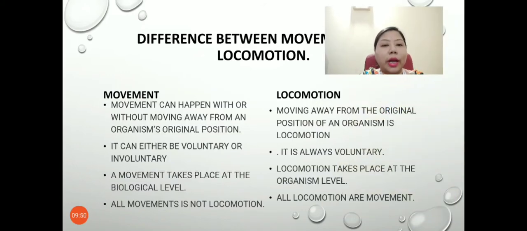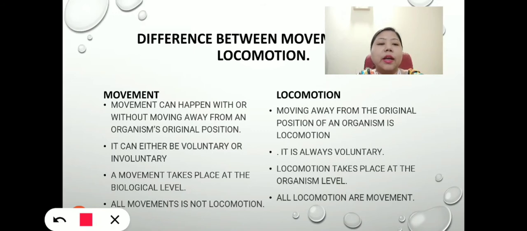So now let us look at the difference between movement and locomotion. The major difference is that movement can happen with or without moving away from an organism's original position. We can move our fingers, we can blink our eyes, and as I'm talking, I'm moving my lips. That is movement, and it is not necessary that the position of the organism will change. Without the change in the position of the organism, movement can take place.